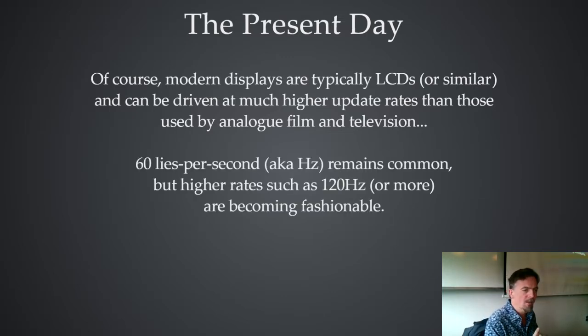So nowadays, a common thing might be to have 60 frames per second, or 60 lies per second, as I call it there. The reason I call it lies is there's an old quote about cinema, which is cinema is 24 lies per second. But nowadays it's more than that. And you can get these even higher refresh rates if you want.